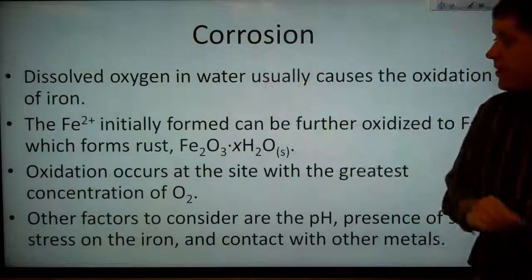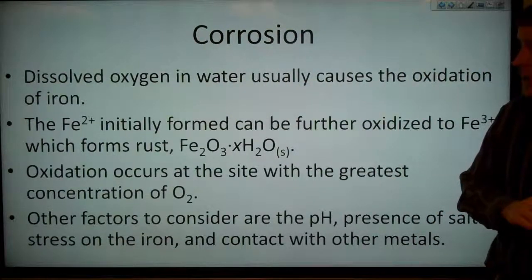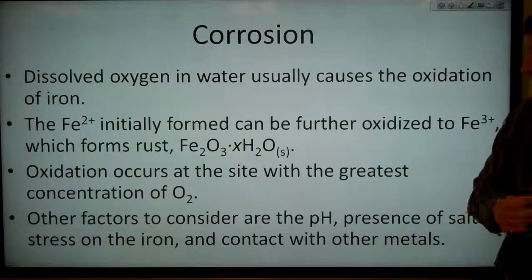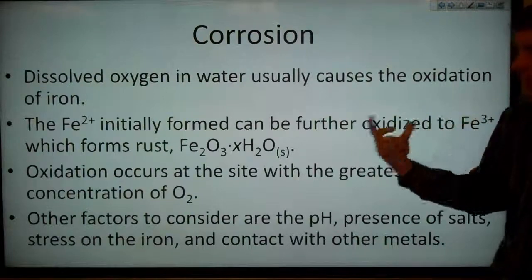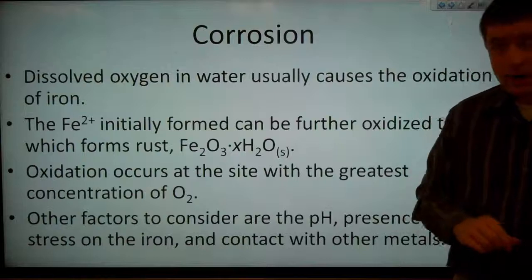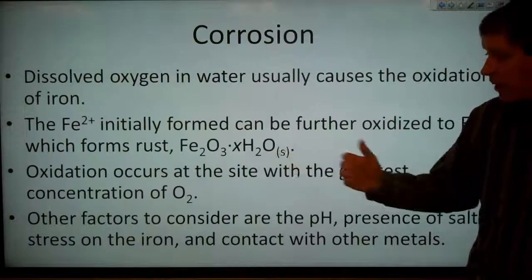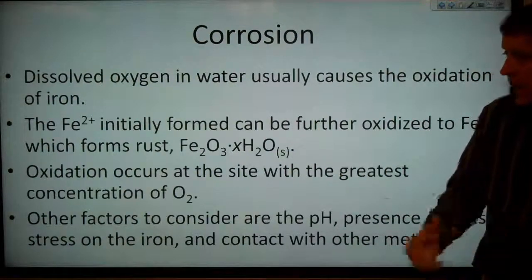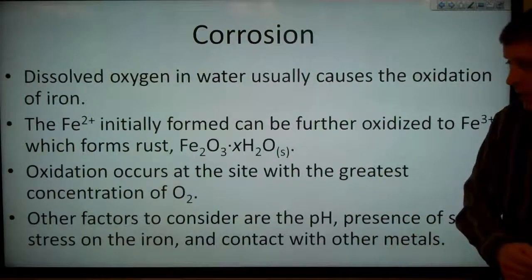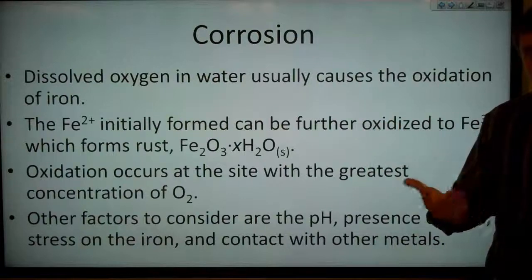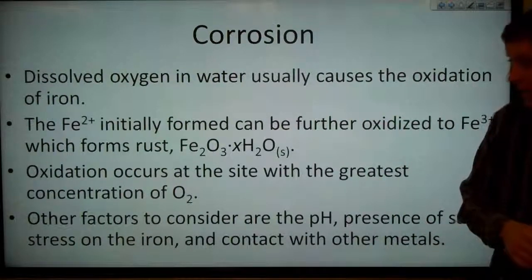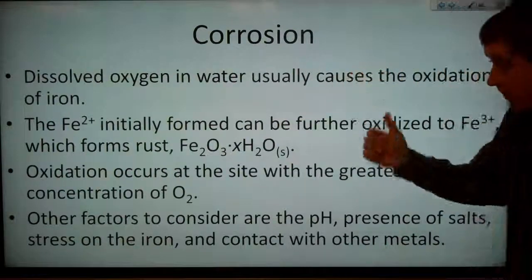So dissolved oxygen in water usually causes the oxidation of iron, and our iron 2+ that's initially formed can be further oxidized to iron 3+, which forms the rust, the Fe2O3, with some hydrate involved. Oxidation occurs at the site with the greatest concentration of O2. So wherever that happens to be, it'll usually, at least on a ship, be close to the surface, because that's where the O2 is coming from the air.